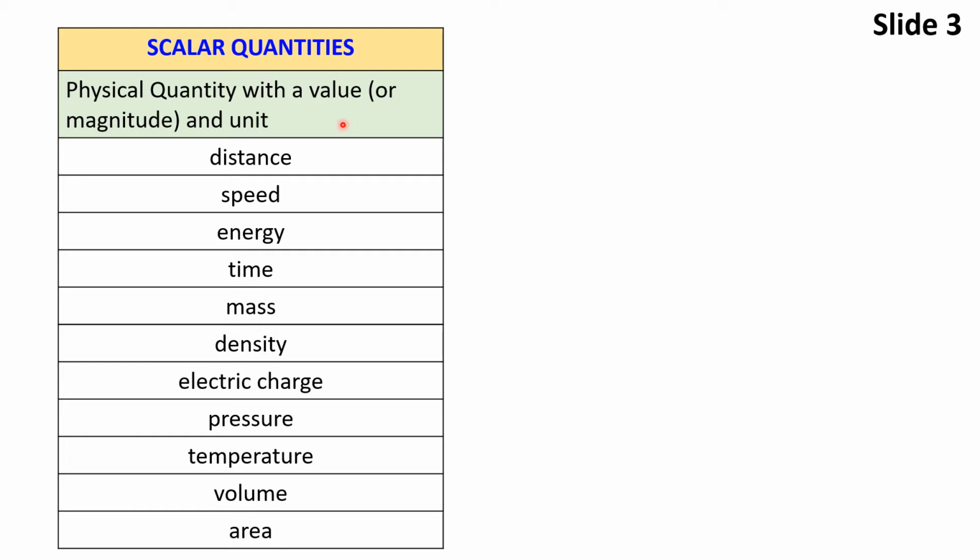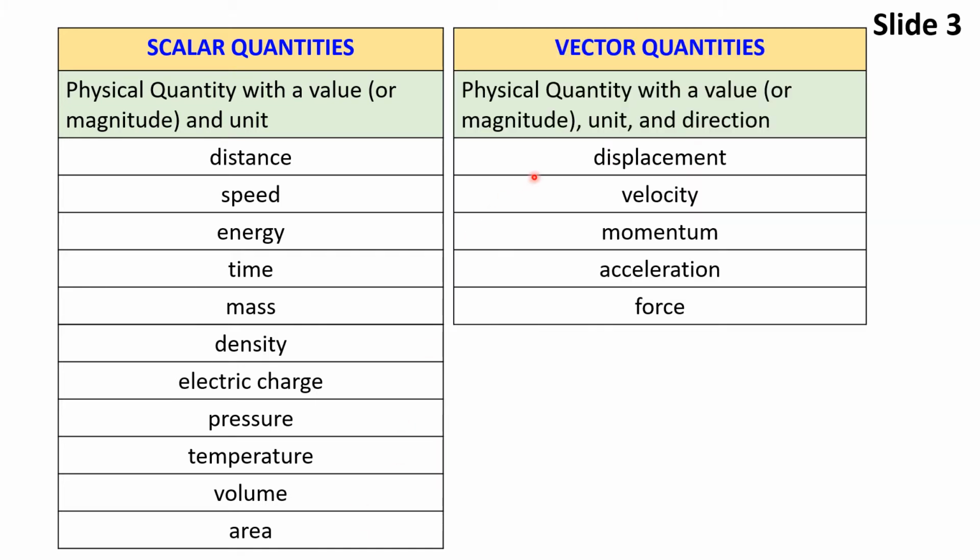This table shows a list of scalar quantities used in physics: distance, speed, energy, time, mass, density, electric charge, pressure, temperature, volume, and area. This list on the right shows vector quantities used in physics: displacement, velocity, momentum, acceleration, and force.